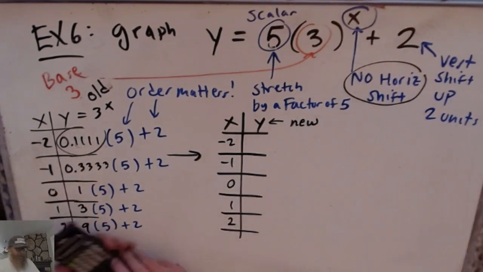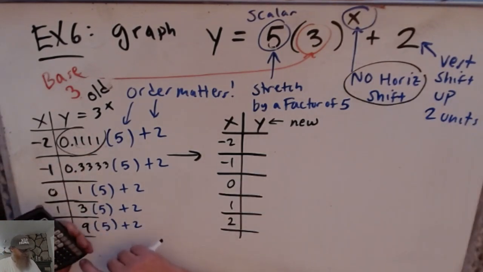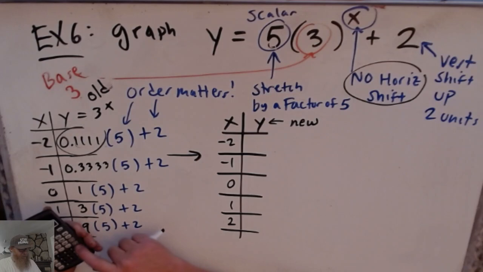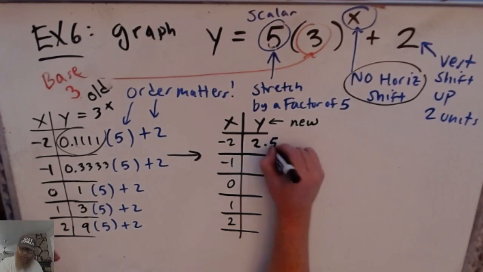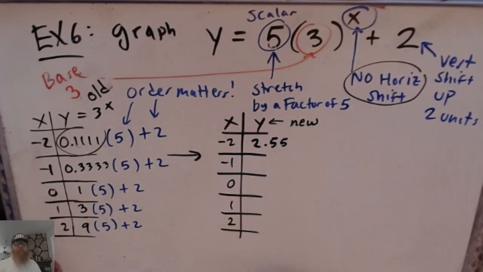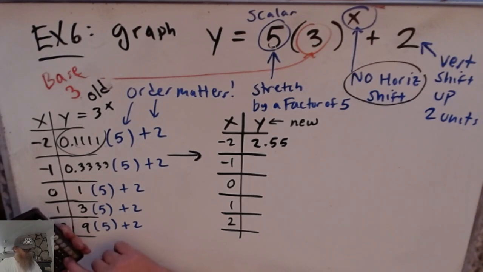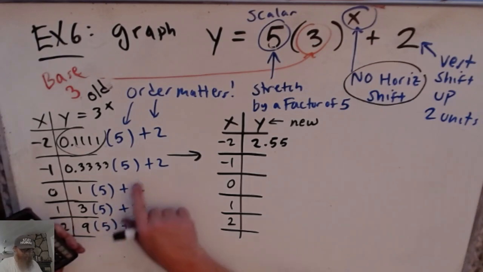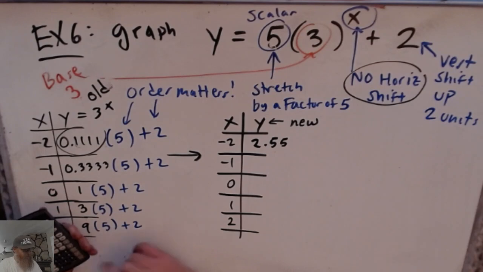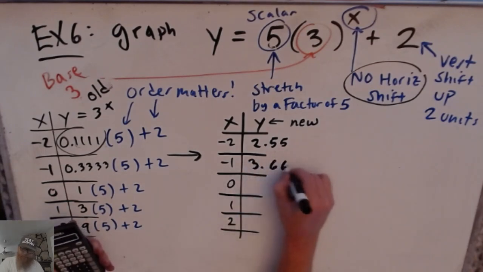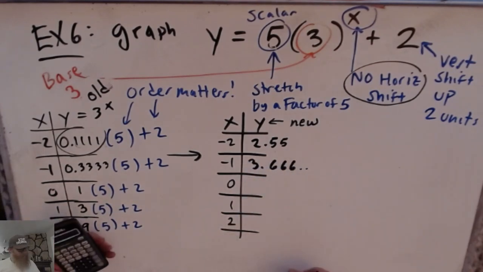You can use a calculator for these if you really want. So you've got 0.111111 times 5 plus 2. So you're going to get 2.555555. 0.333333 times 5 plus 2 is 3.66666666.